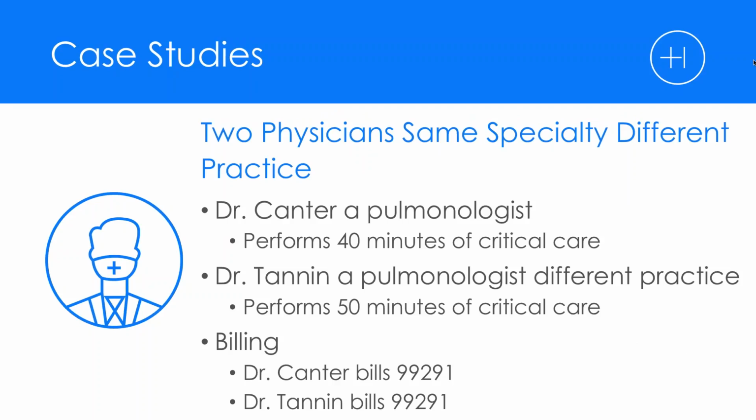And again, two physicians, same specialty, different practice. Dr. Cantor, a pulmonologist, performs 40 minutes of critical care. Dr. Tannen, a pulmonologist in a different practice, performs 50 minutes of critical care. Again, both are eligible to bill for 99291, assuming that everything meets the criteria.